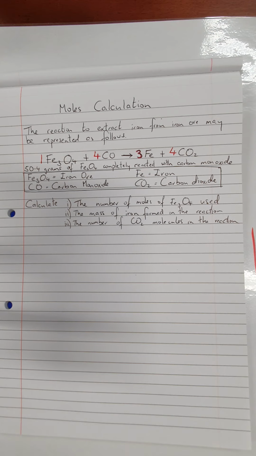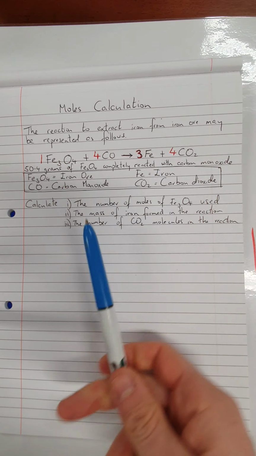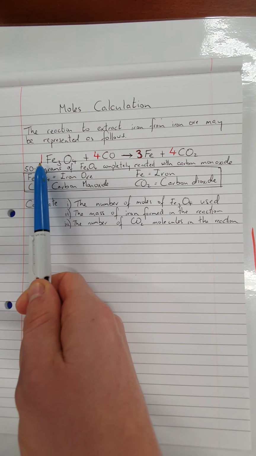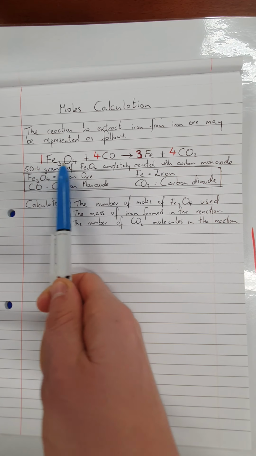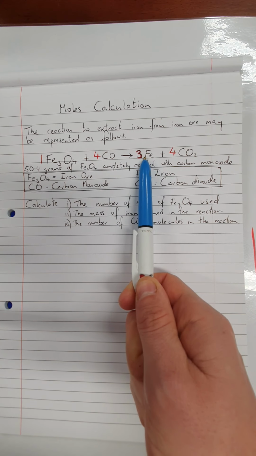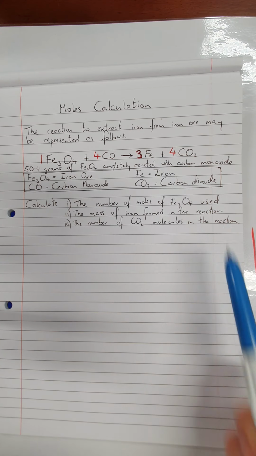So the question that we had earlier on was: the reaction to extract iron from iron ore is represented in the following equation. We were told that 50.4 grams of the iron ore completely react with carbon monoxide. Now in the box, I've broken down what each of the different things in the balanced equation are. We see in the balanced equation that the ratio is in the big red numbers. So for every 1 mole of iron ore, I need 4 moles of carbon monoxide. And on the other side, that produces 3 moles of iron and 4 moles of carbon dioxide.